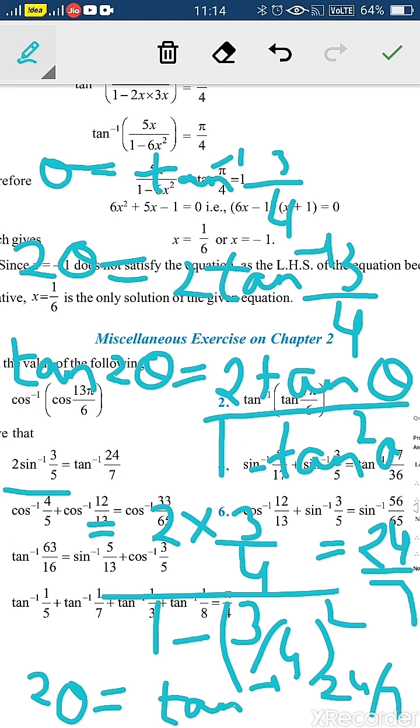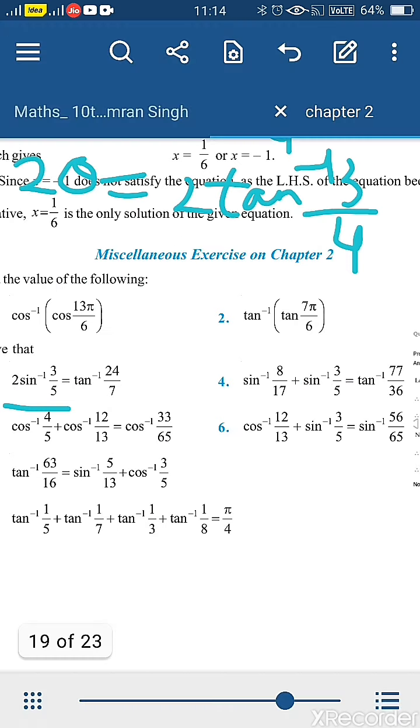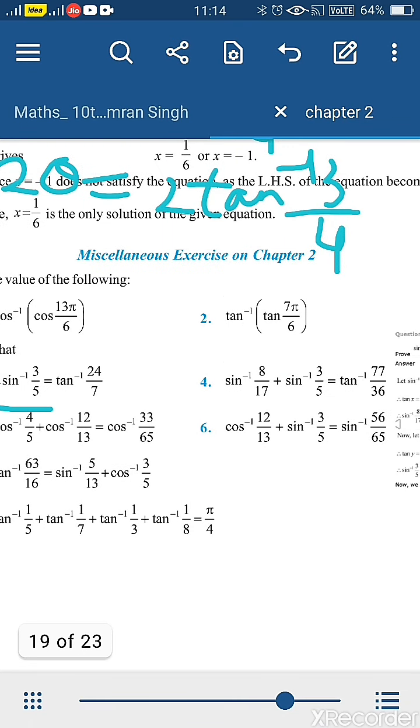So this way you will solve the question. You have to convert sine inverse to tan inverse. Please keep it in mind, sine inverse to tan inverse, and you have done these conversions in class 10th also, right? So this is an easy question. Now moving on with the fourth question.